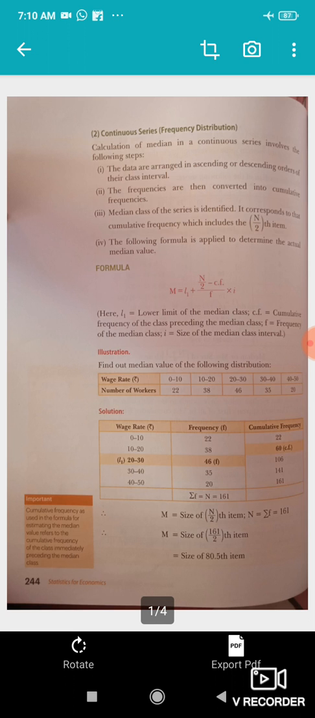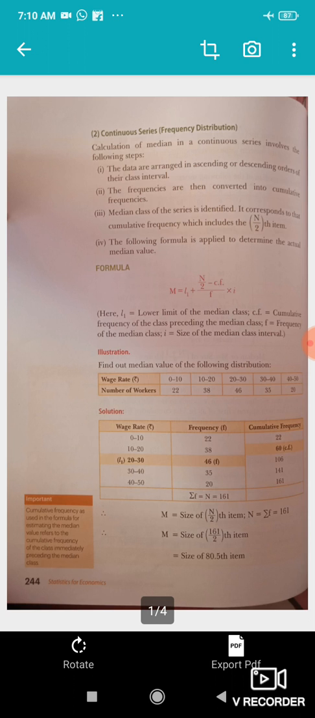Now what is the formula? The formula for median in case of continuous series is L1 plus (n by 2 minus Cf) upon f into i. Here L1 is the lower limit of the median class. Cf is the cumulative frequency of the class preceding the median class. f is the frequency of the median class. i is the size of the median class interval.